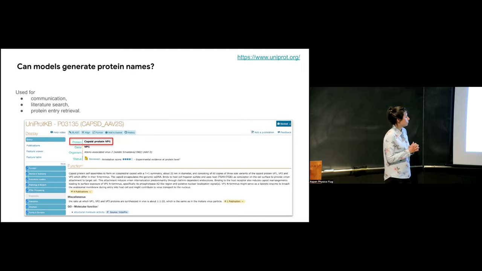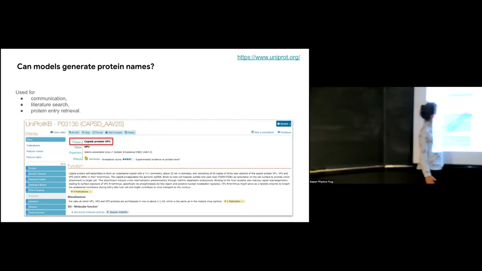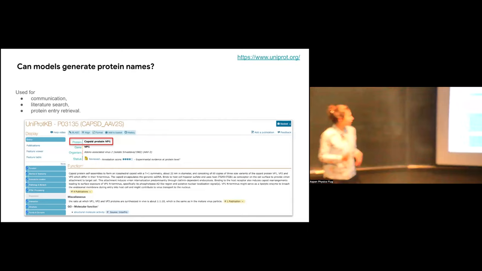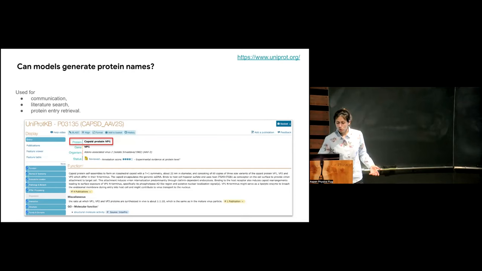So a protein name tells you what that protein does. This is an example from UniProt, which is a database of proteins. It gives you just a very loose description of what the protein does. It's a capsid protein from adeno-associated virus. And so we wanted to ask, can we train language models to do this task?